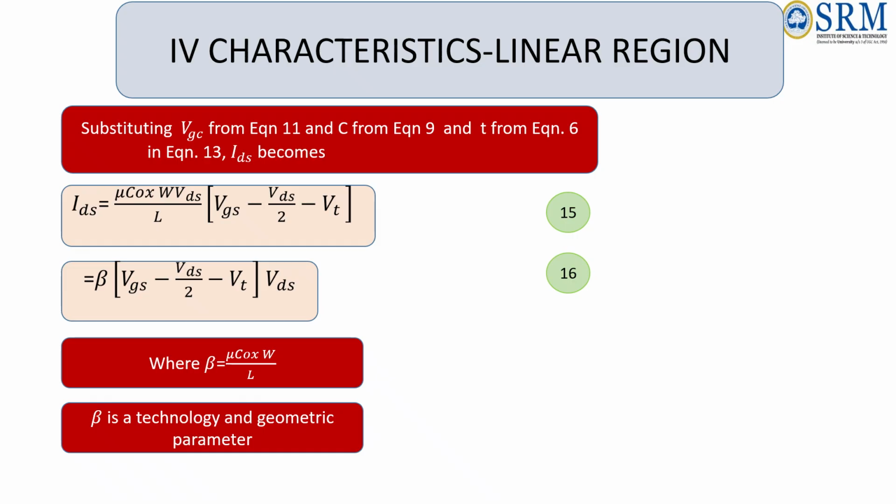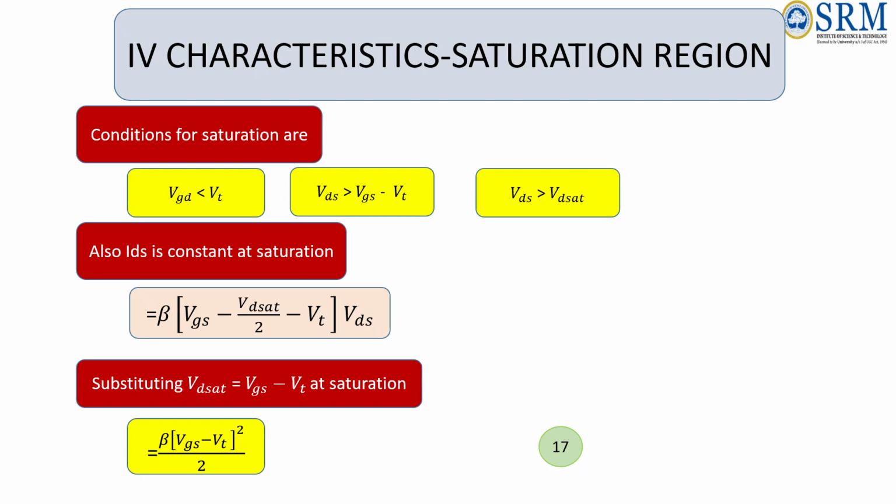Beta should never be confused with the transistor current gain. Here, in the case of MOSFET, beta is a technology and geometric parameter. So we have derived the current equation for the MOSFET in the linear region.